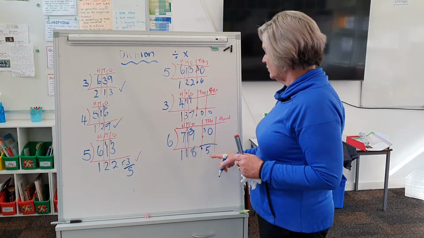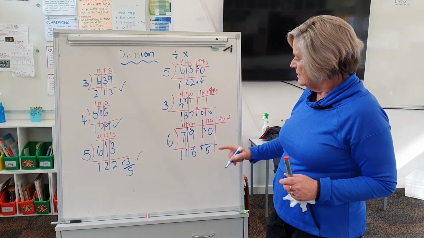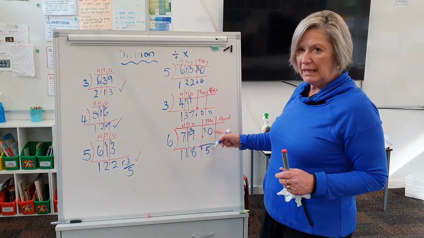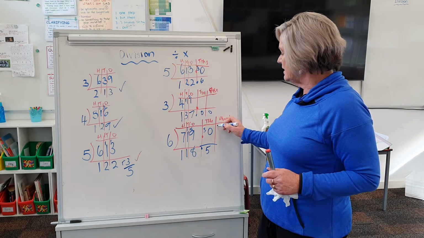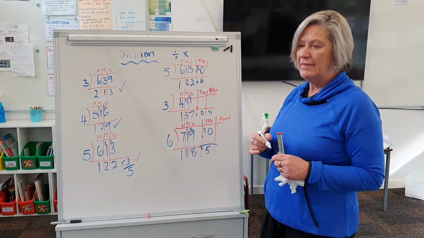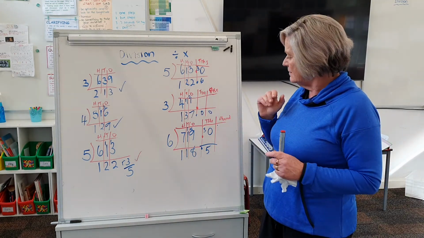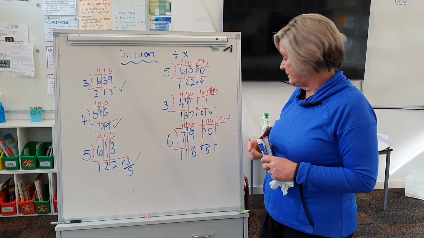Again, I've only needed to go to 1 decimal place. If there was a remainder left here, I would then put it into here and add a 0. And that would be where I ended my equation, okay?